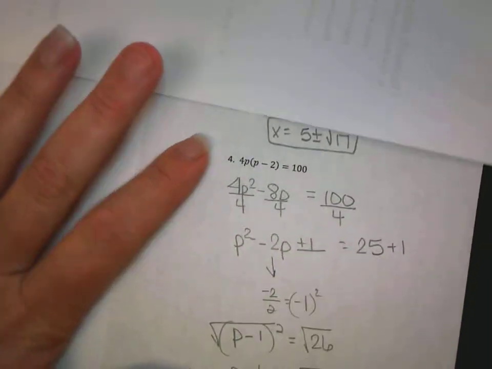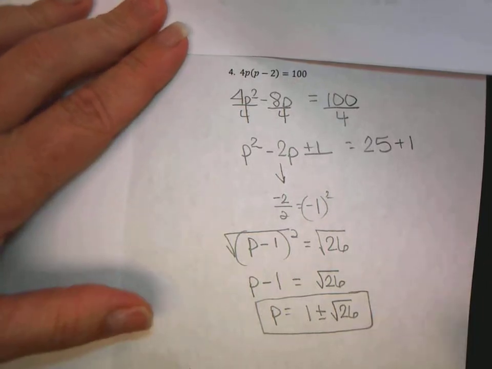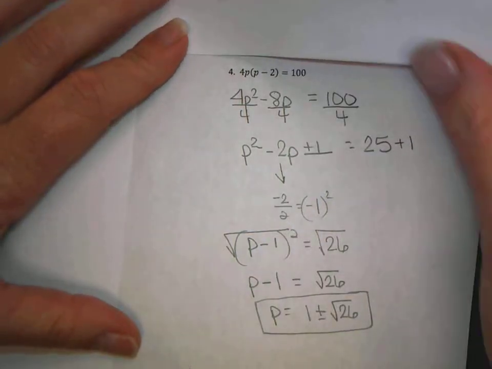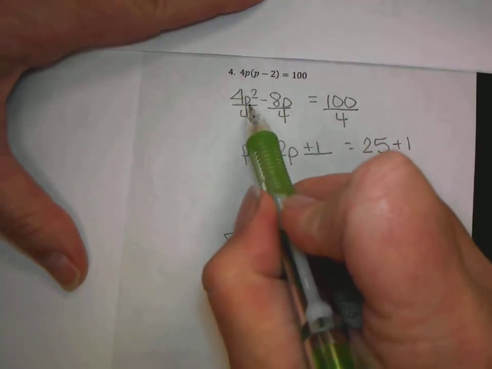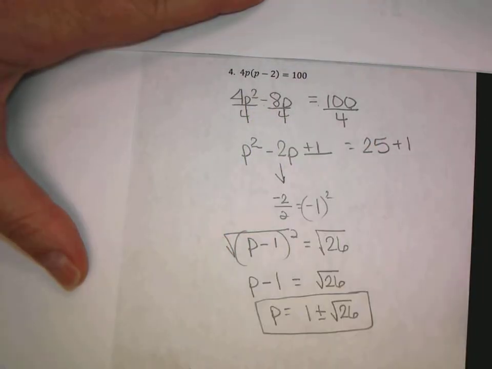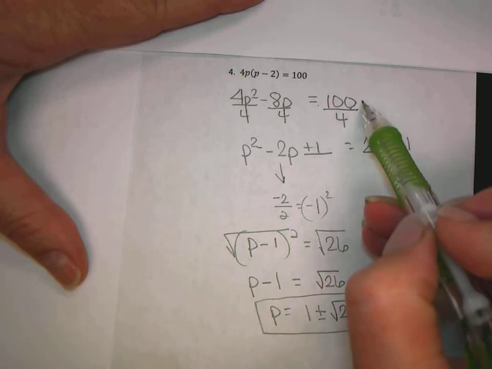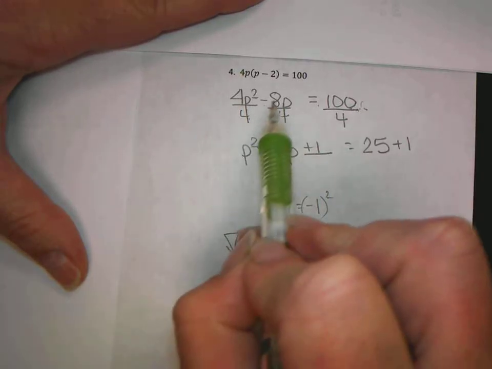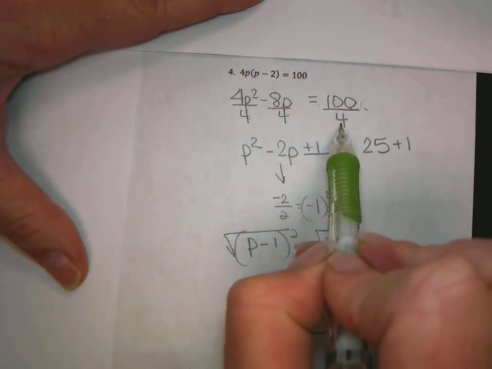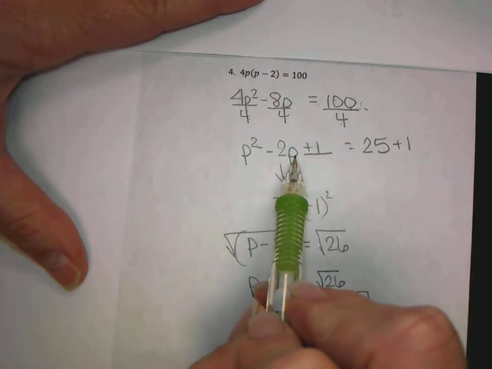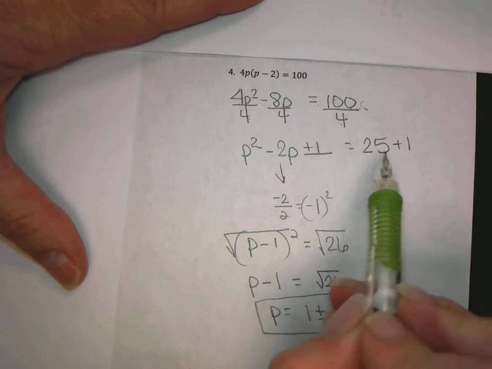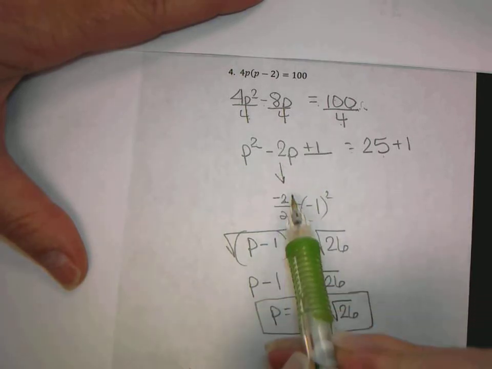All right, here's number 4 that you had to distribute first. So what you wanted to do here was distribute the 4p through the parentheses, and you ended up with 4p squared minus 8p equals 100. Now, what you'll notice here, c is already moved to the other side. So when you divided everything by 4 to get rid of that lead coefficient, you now had p squared minus 2p equals 25. Bring down the negative 2.